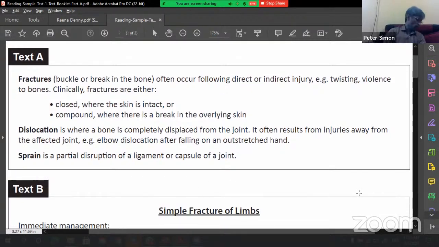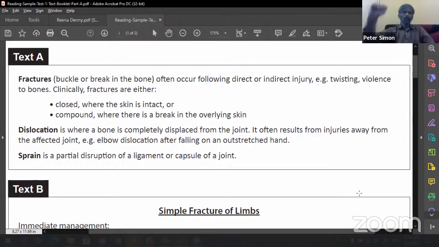So now let us see this. This is text A. Now you can see it very clearly.